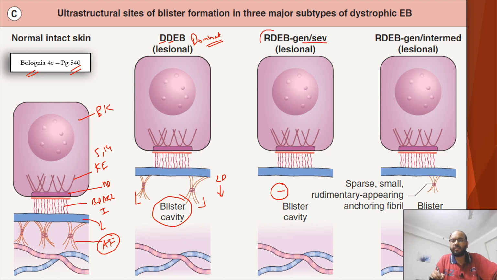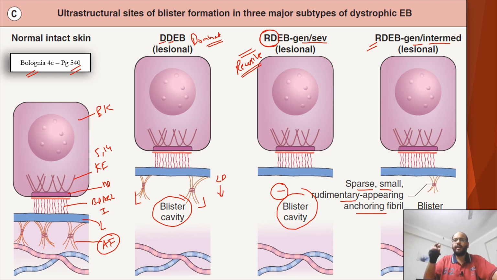But when you go to recessive dystrophic EB, this one is recessive. And as I've told you, recessive dystrophic EBs are much more severe. So in the dominant one, you have reduced anchoring fibrils, while in the recessive one, you have absent anchoring fibrils, leading to a complete blister cavity. In the recessive dystrophic EB of the generalized or intermediate variety, you have sparse, small, rudimentary anchoring fibrils. So anchoring fibrils are there in a lesser amount, but they are not able to function properly. This is the recessive dystrophic EB, intermediate variant.